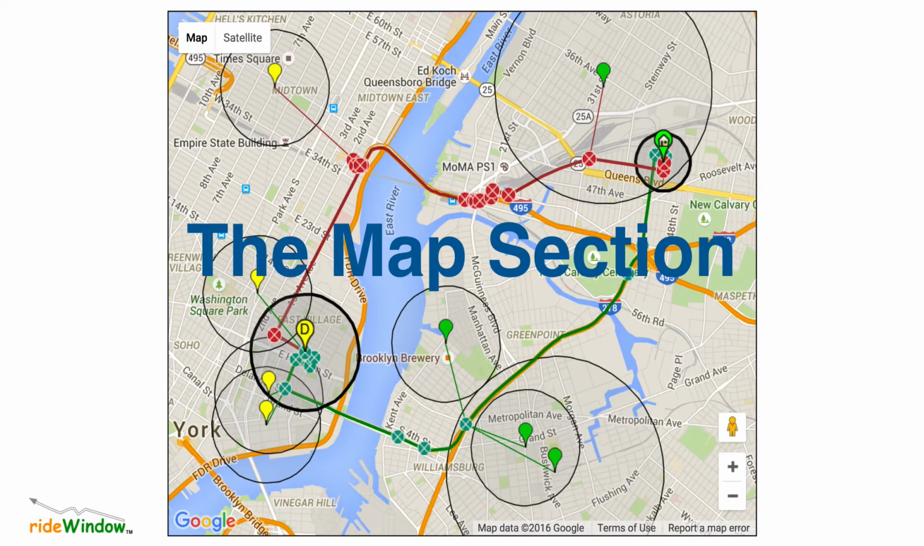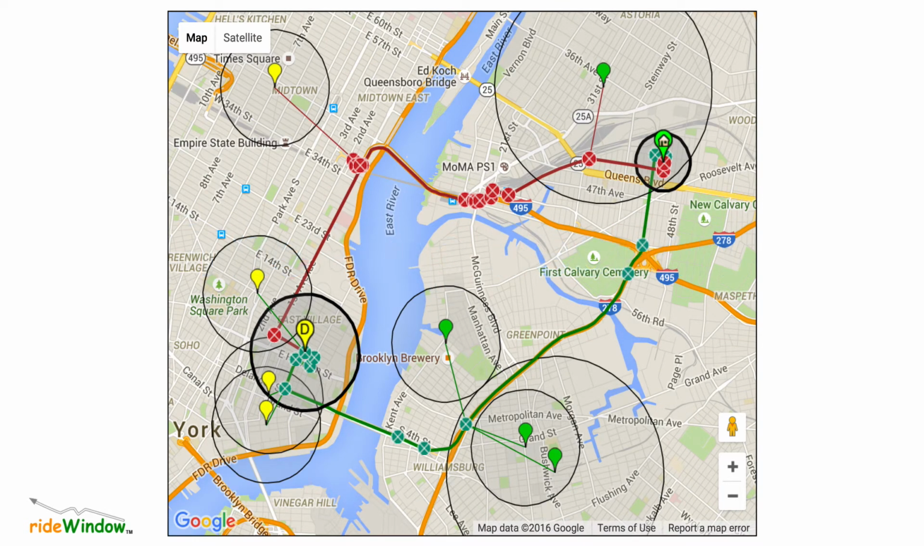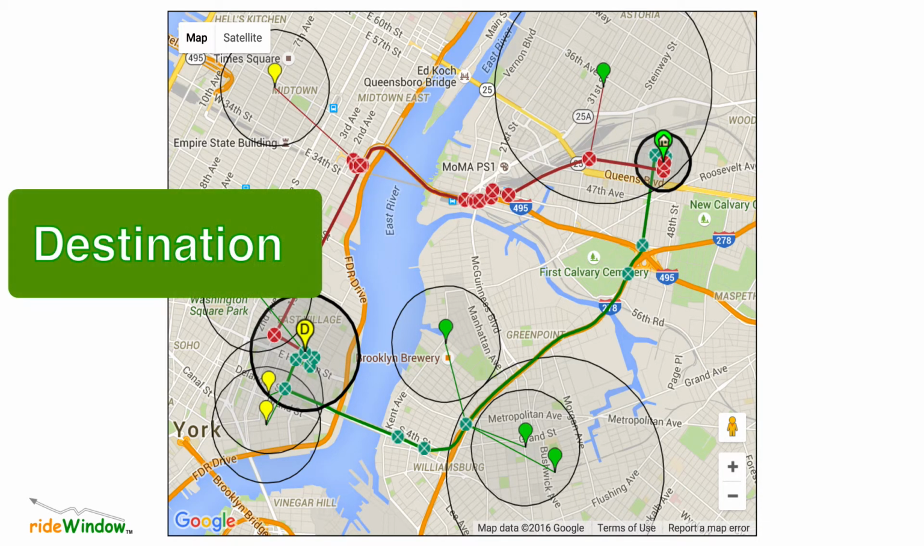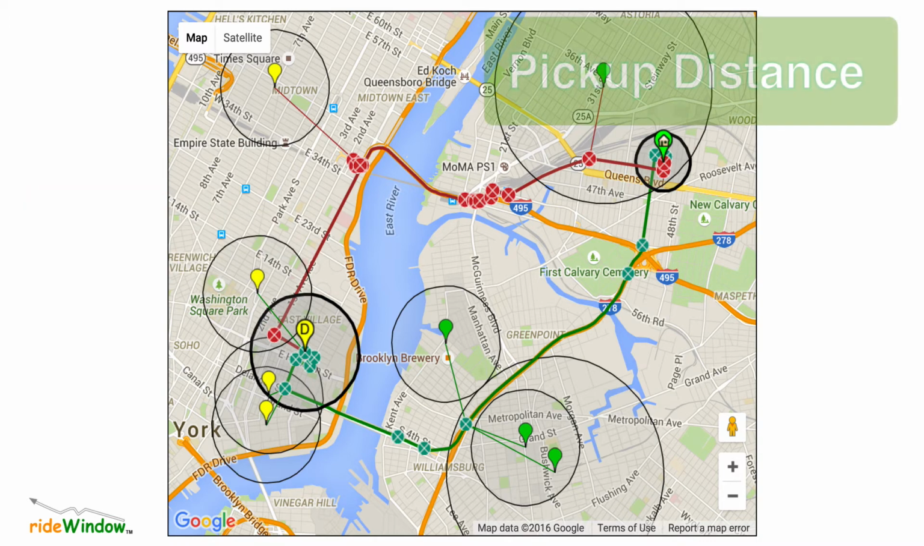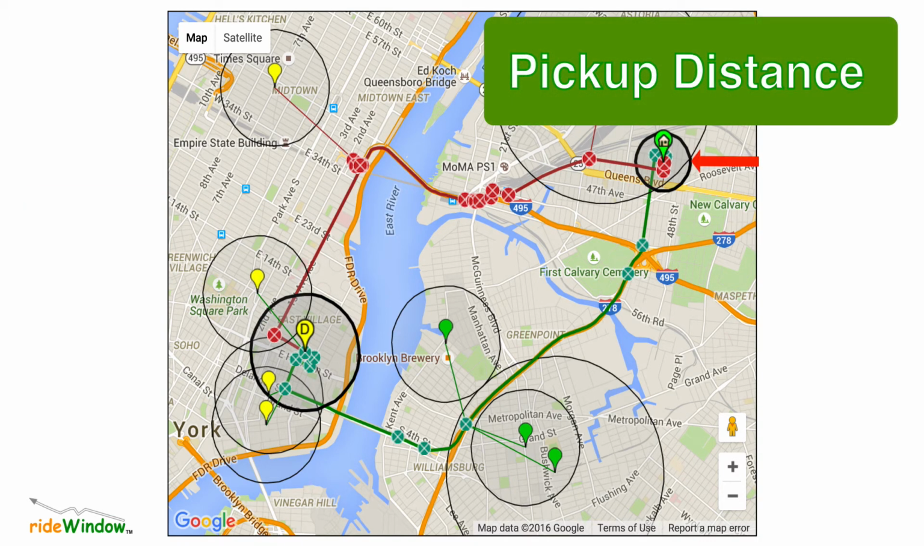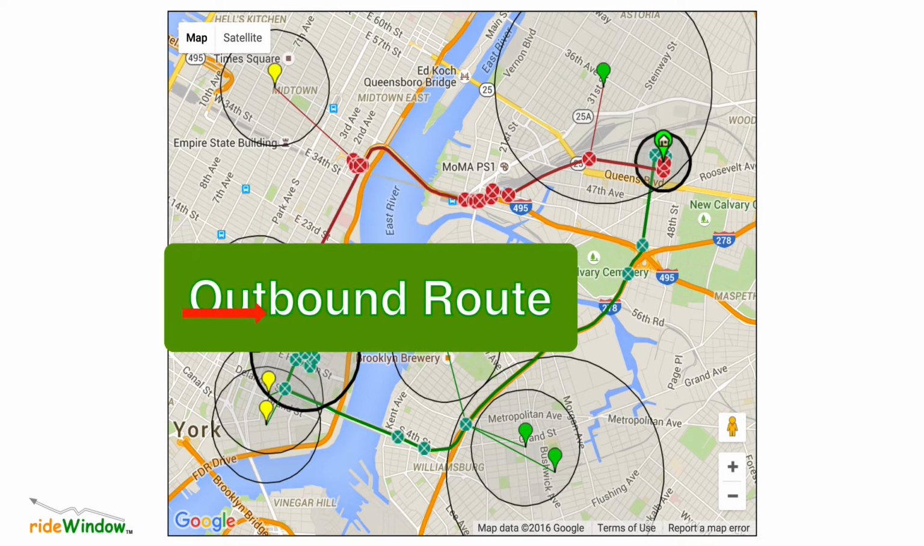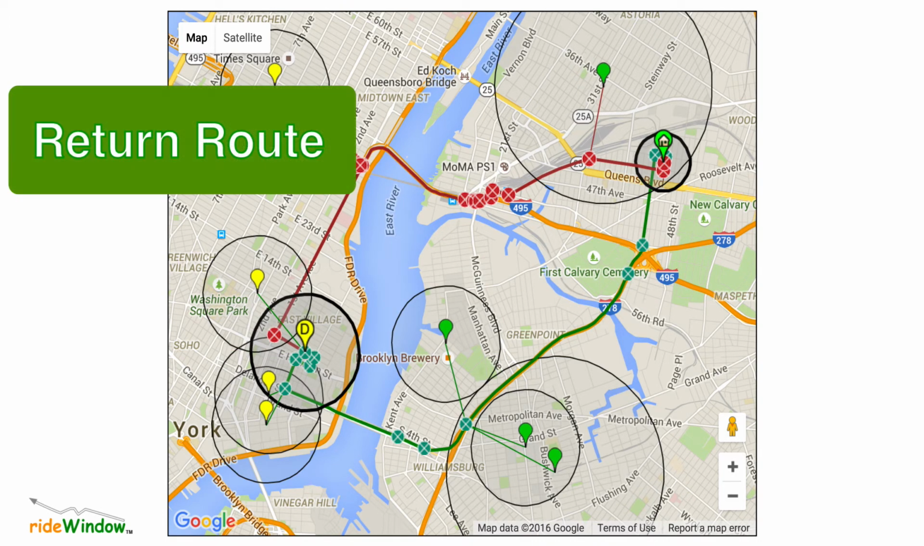The map section. The auto-generated trip map shows the shortest path inbound and return trips with matching passenger connections en route. The map shows the trip start location, the destination, the pickup distance, which is the distance the driver is prepared to divert from the path to a pickup, and the similarly defined drop-off distance. The outbound route is shown in green and the inbound route is drawn in red.